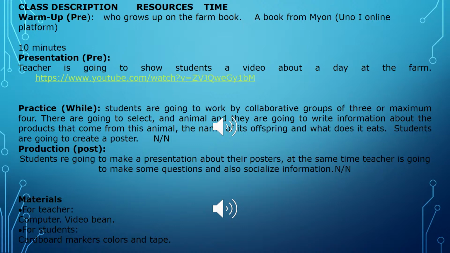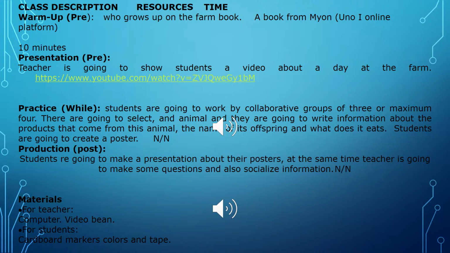And finally, as homework, students are going to listen to an audio about farming in the United States and answer the following questions. So the first question is, what do the farms from the northeast and northwest produce? Second question, what do farmers from the south and southeast grow? And finally, the last question, what does California grow? The audio is going to be sent by email to each student or by the Cibercolegios platform.